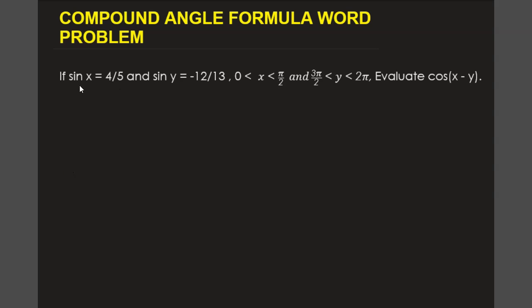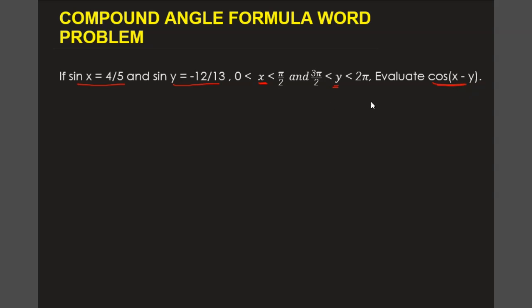If sin x is equal to 4 over 5 and sin y is equal to negative 12 over 13, where angle x lies between 0 and pi by 2, and angle y lies between 3 pi by 2 and 2 pi, we have to evaluate cosine x minus y.